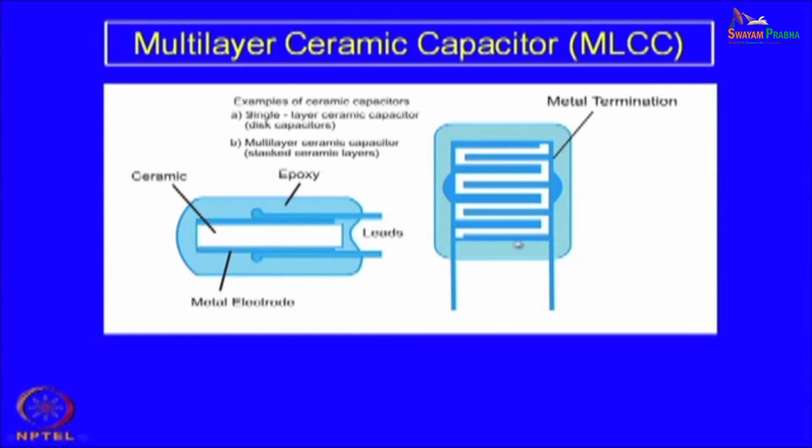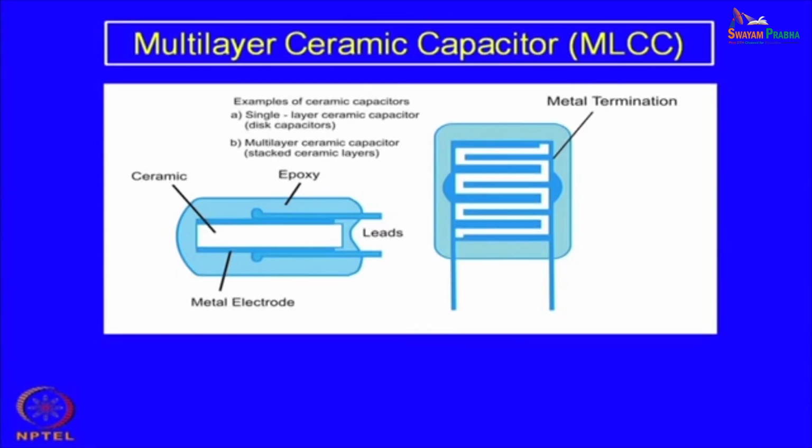This miniaturization is nothing but having multiple layers. These white areas are actually ceramic layers, and the blue ones are the electrodes. So, you have a number of ceramic layers and a number of electrode layers also. These layers are in fact very thin, unlike the disc capacitors which may be a millimeter thick. These are only about 20 to 25 microns thick.